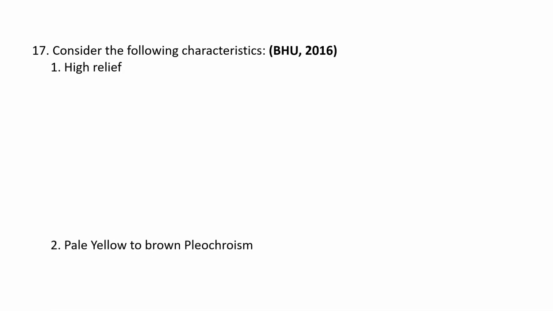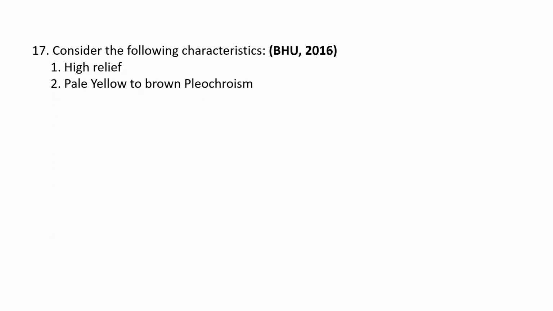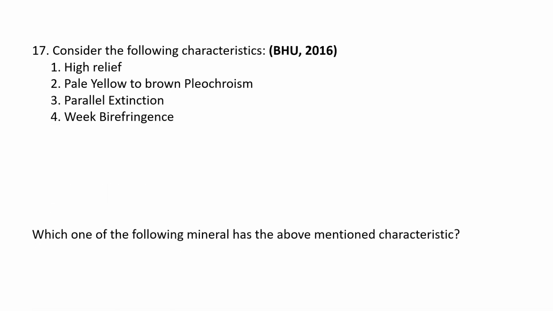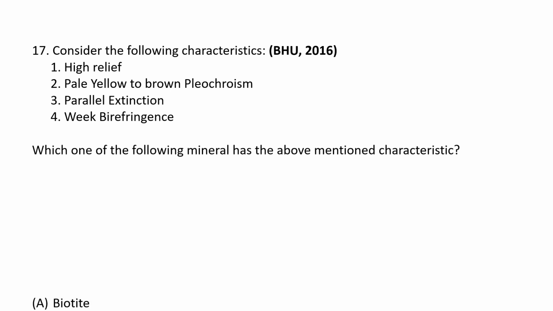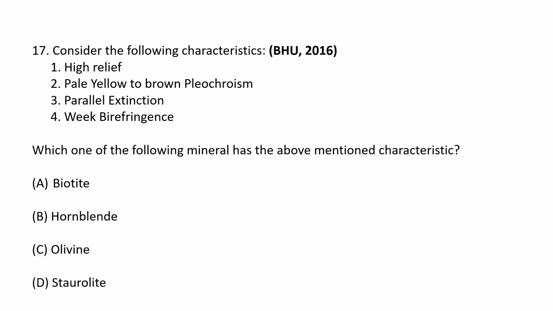Next question. Consider the following characteristics. 1. High relief. 2. Pale yellow to brown pleochroism. 3. Parallel extinction. And 4. Weak birefringence. By considering the following characteristics, which one of the following minerals has the above mentioned characteristics? A. Biotite. B. Hornblende. C. Olivine. D. Staurolite. So, the correct option is Staurolite. Staurolite has a high relief, pale yellow to brown pleochroism, parallel extinction and weak birefringence. Staurolite is a metamorphic mineral which is common in medium grade micaceous schists and gneisses.